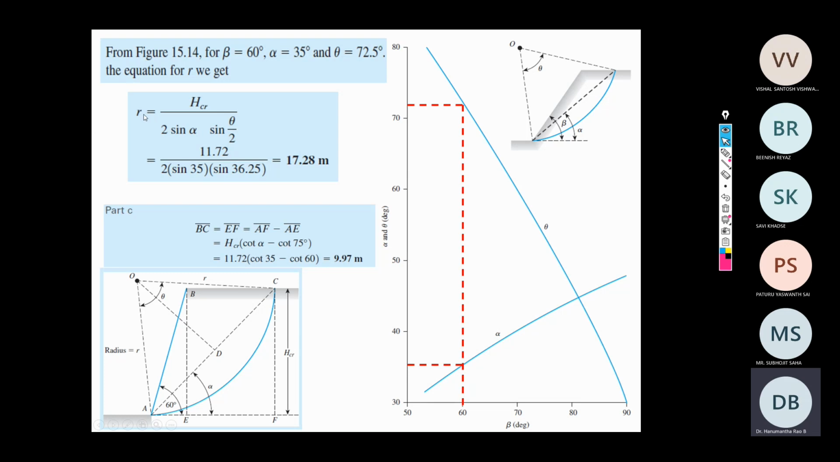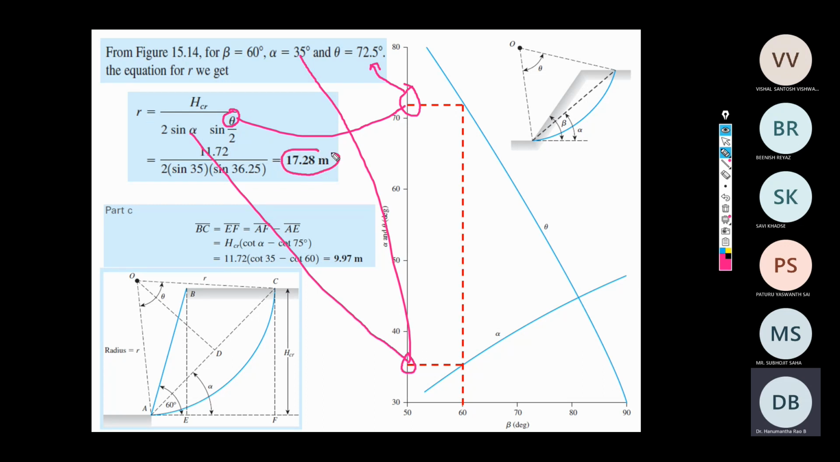So now I know the alpha value and the theta value. I know the equation R is equal to H critical divided by 2 sine alpha into sine theta by 2. Your alpha value is 35, and your theta value is 72.5. H critical we have already calculated from part A. So substitute everything, then what you get is R equal to 17.28 meter.